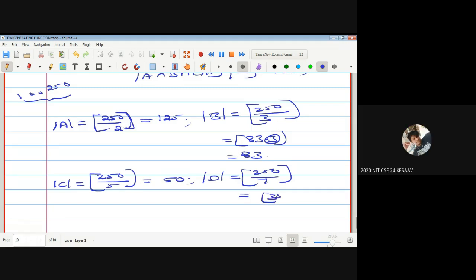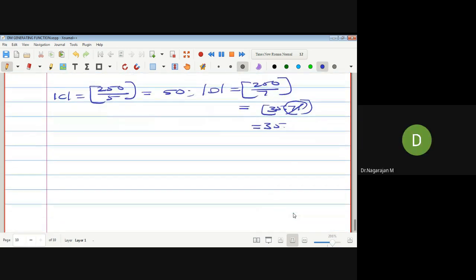Sir, 35.7. Therefore, as I already told you, any decimal values you can eliminate. That's the process of the greatest integer, so that is equal to 35 only. Is that correct? Yes, sir.